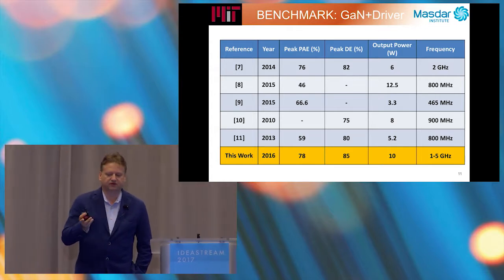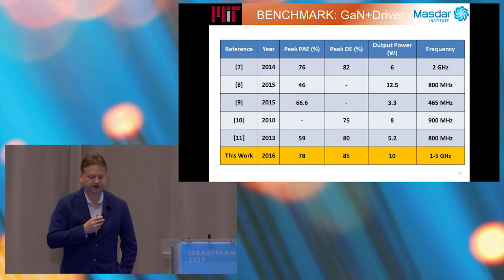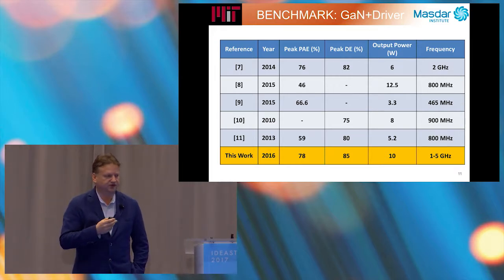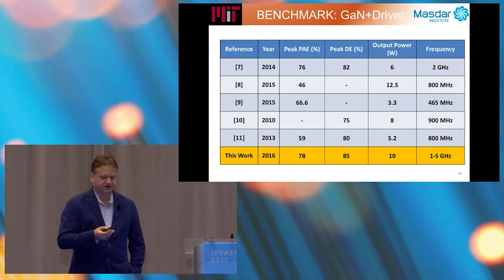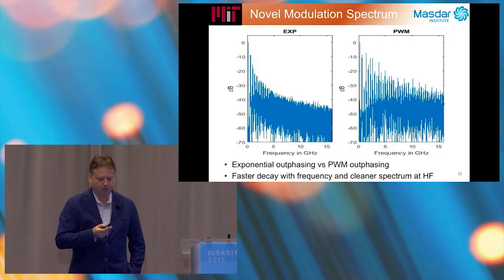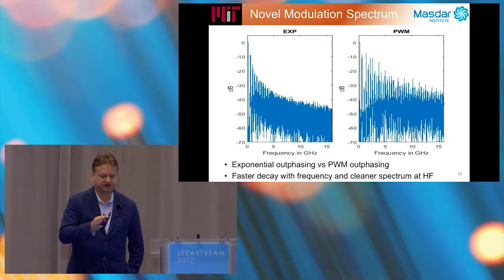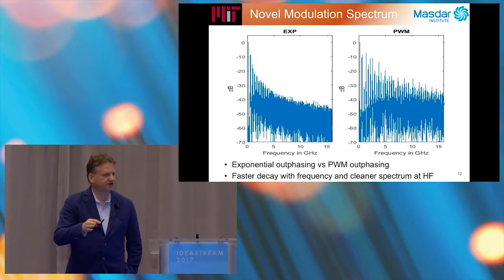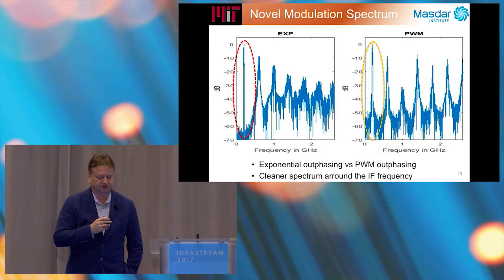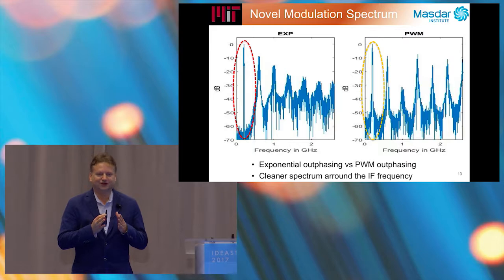This is the benchmark where we are comparing our solution with other gallium nitride solutions. As you can see, we are providing the second largest power, but with better efficiency in terms of drain efficiency and peak power rated efficiency. The differentiating factor is the modulation format. If we compare, on the left-hand side, exponential outphasing with PWM, it has a faster decay with frequency and a cleaner spectrum at high frequency. Moreover, it also provides a cleaner spectrum around the carrier frequency, and therefore we don't really need high Q filters.